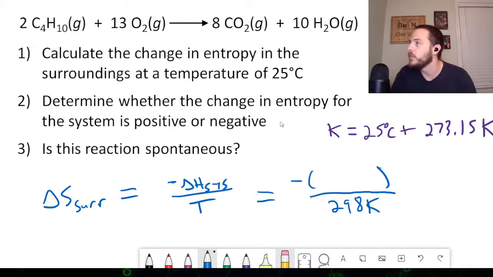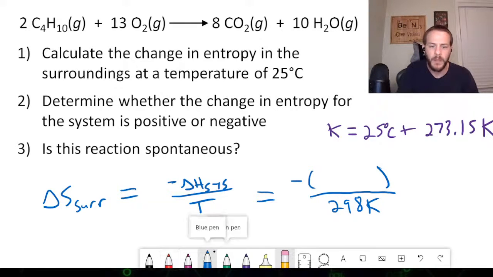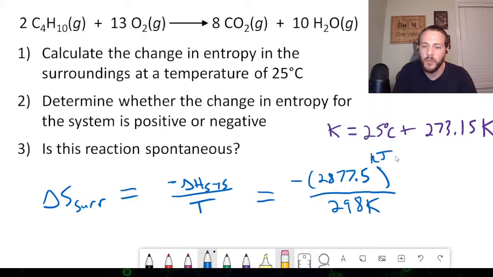And if you'll bear with me for just a moment, I'm just going to find out the delta H value, the enthalpy change for the combustion of butane here. Let's see. I'm just Googling it right now. So combustion of butane, delta H. Okay, according to Google, it is 2,877.5, and that's kilojoules per mole, right? 2,877.5 kilojoules per mole.